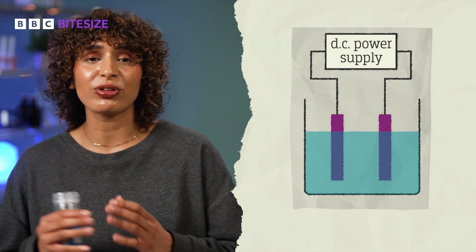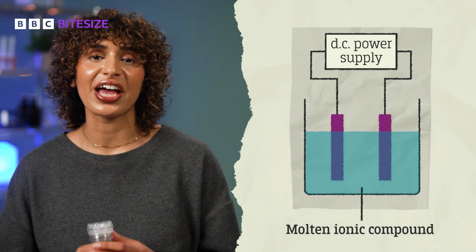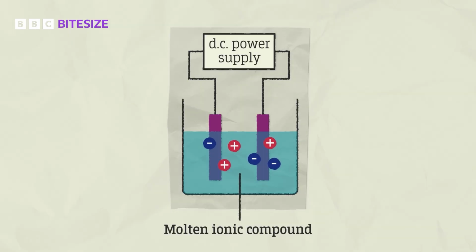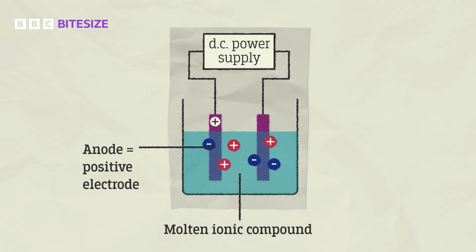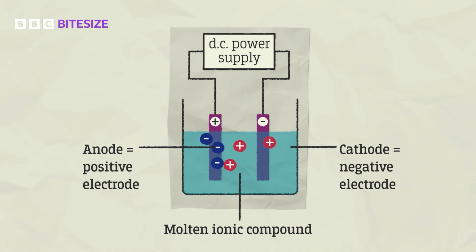A DC power supply is placed in the molten ionic compound. In this compound, the ions are free to move and carry a charge. A positively charged electrode is called the anode. It attracts the negative ions. A negatively charged electrode is called the cathode, and the positive ions naturally move towards it. It's like the age-old love story, opposites attract.